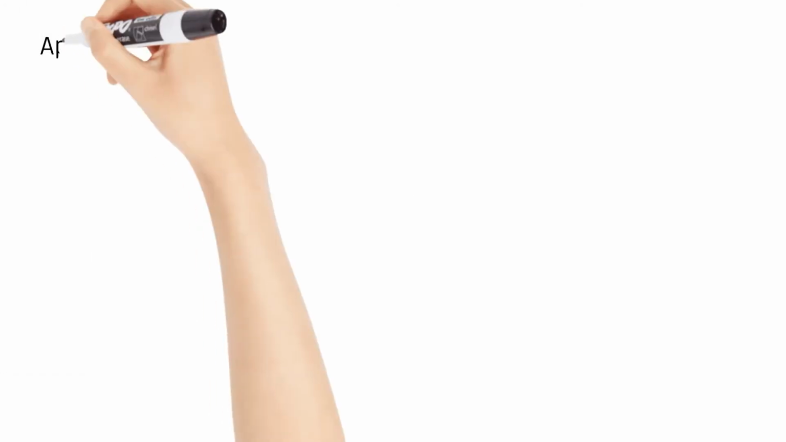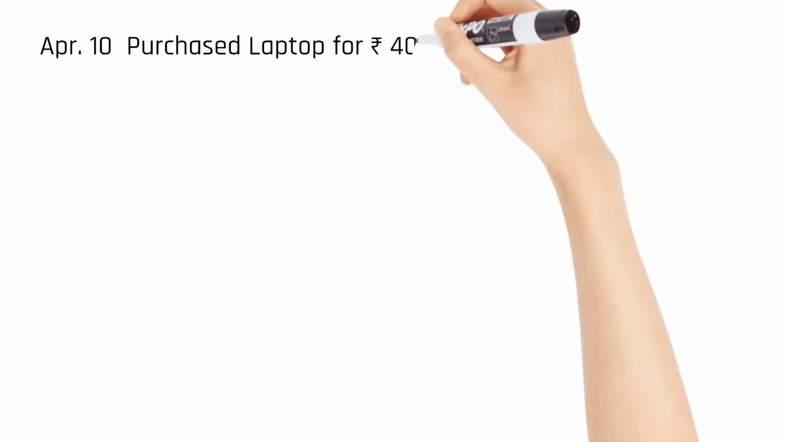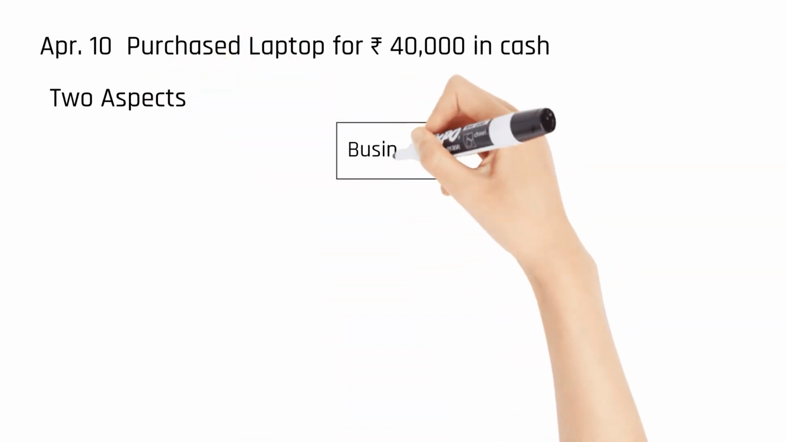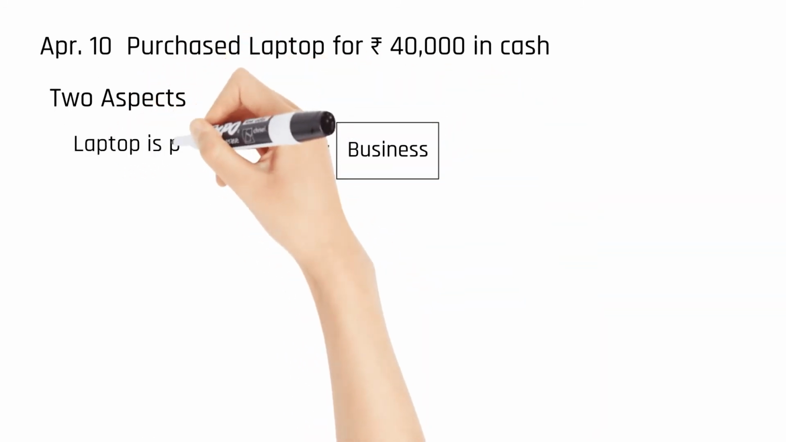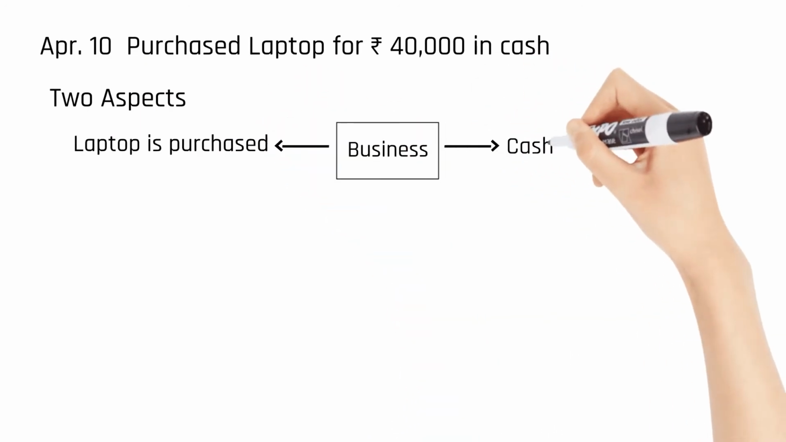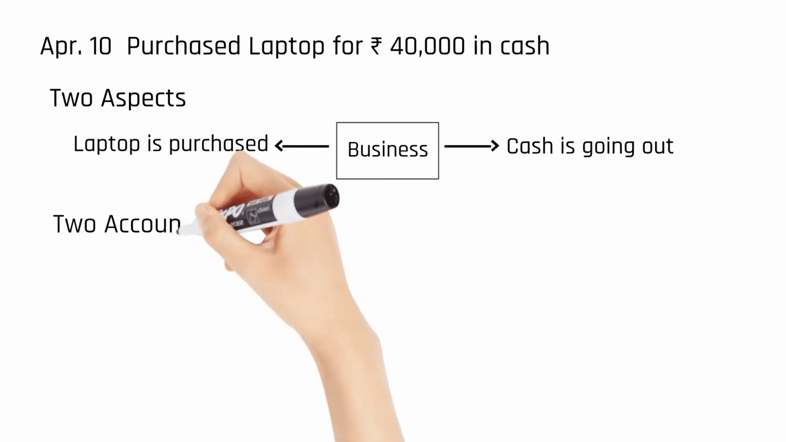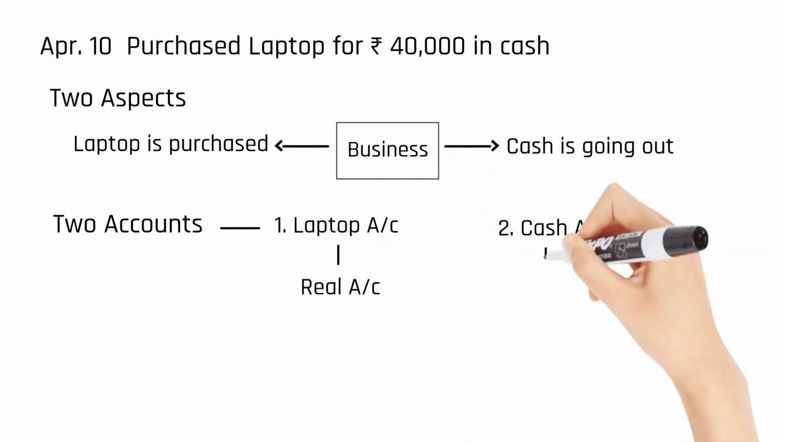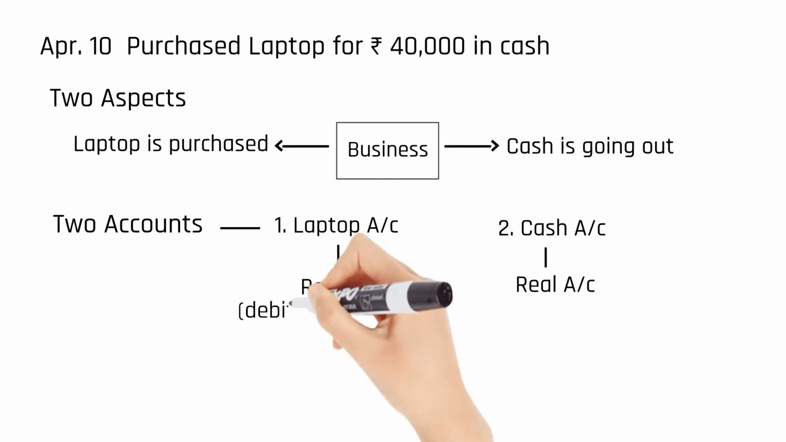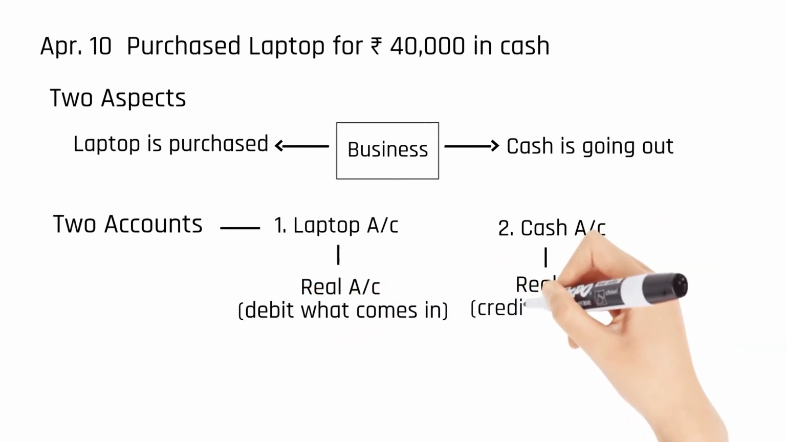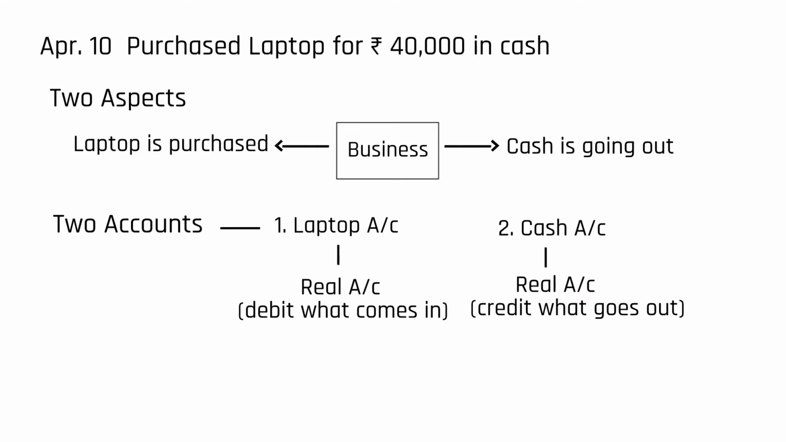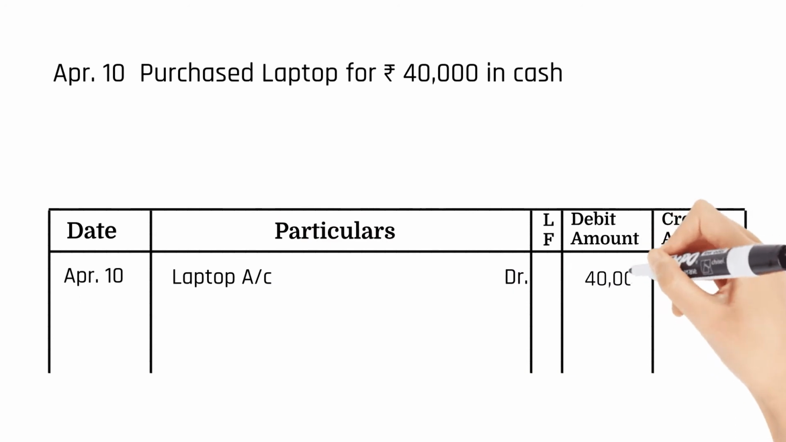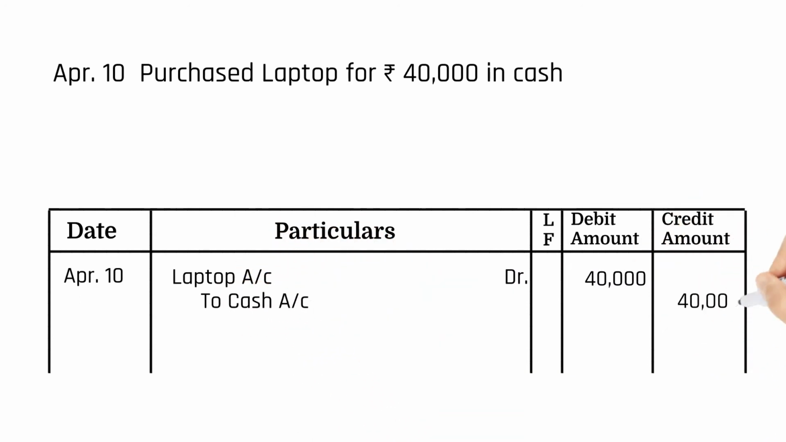On April 10, purchased laptop for 40,000 in cash. Your business is purchasing a laptop which is an asset to it and cash is being spent. Two accounts are laptop account and cash account. Both are assets and fall under real account. Applying rules of real account, debit what comes in and credit what goes out. Laptop is coming in and cash is going out of the business. So very easily we got our entry. Laptop account debit to cash account for 40,000. Being laptop purchased for cash.